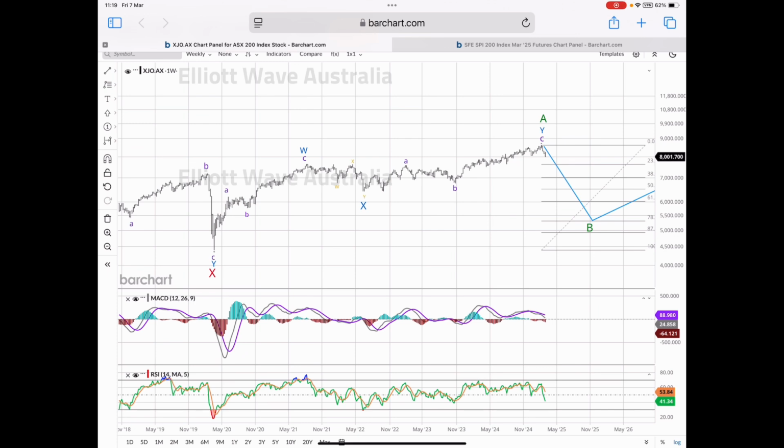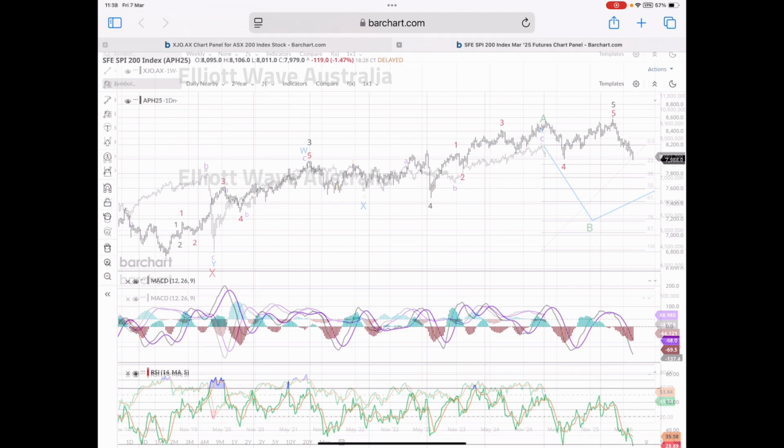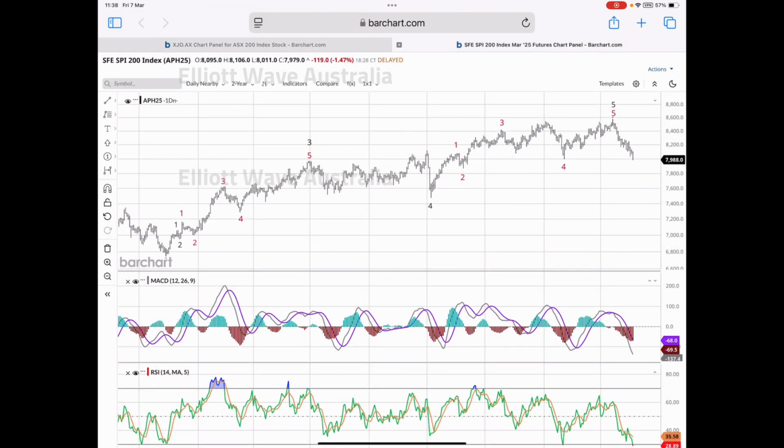Every Elliott Wave person out there loves their 1 to 5s, but not everything should be labelled 1, 2, 3, 4, 5. I believe this is just purely correct. So I've just zoomed in now to the last price action since the October 2023 low, labelled purple B on the previous chart. I've actually moved to the SPI.